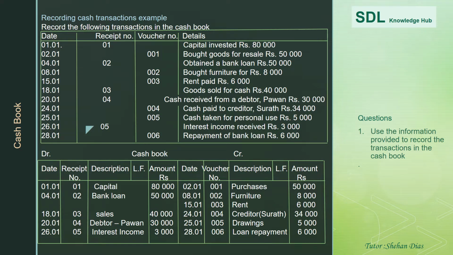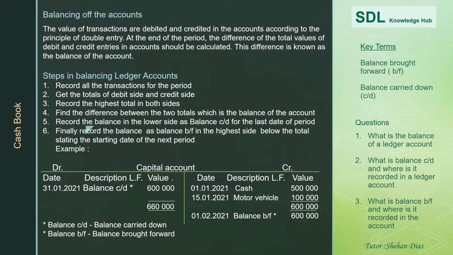So in that way we can record all the transactions in the cash book. So at the end of the period we need to balance the accounts. So in the ledger accounts we record all the transactions, and at the end of the period we need to find out the difference between the total values of both debit and credit side. So this difference is known as the balance in the account.